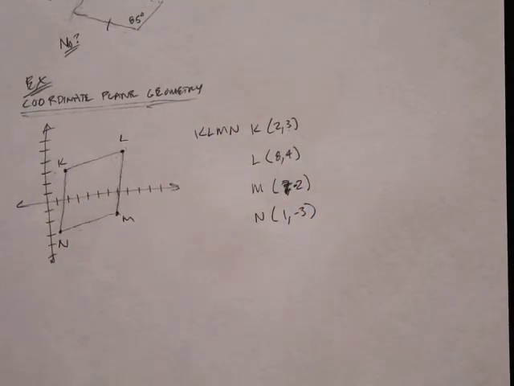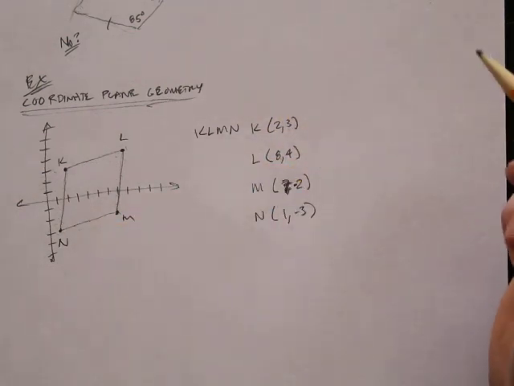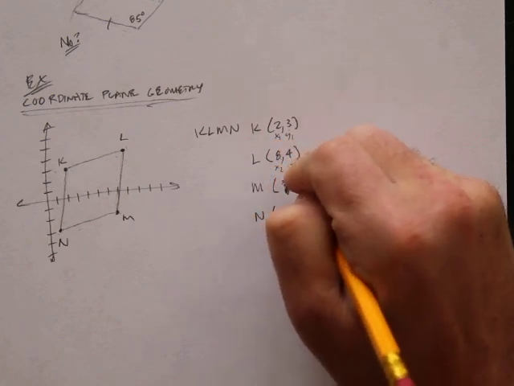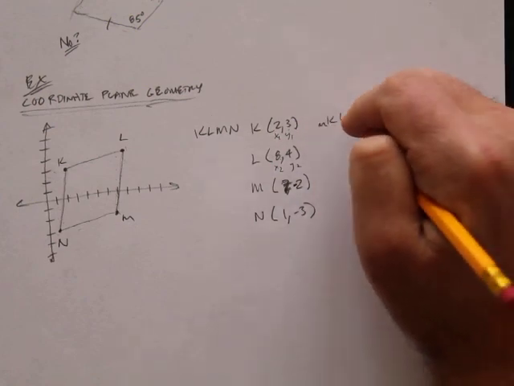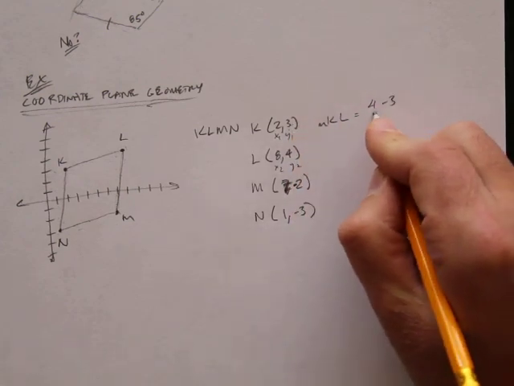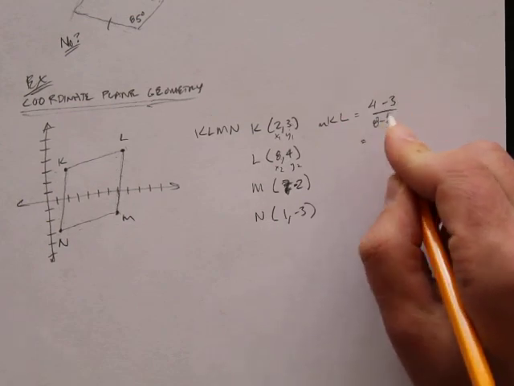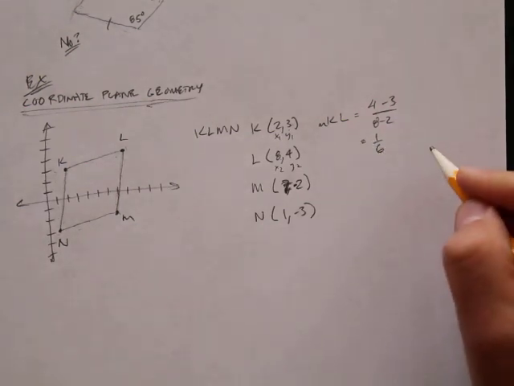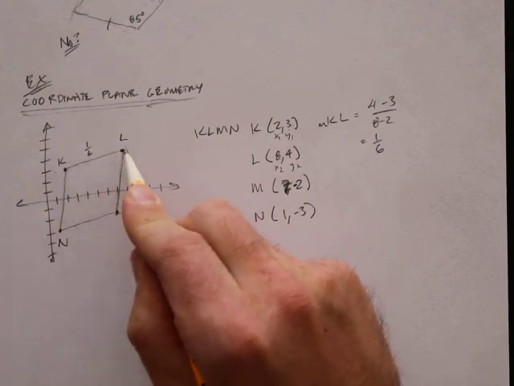But I'm not totally sure. And so what I'm going to do is find the slope between a bunch of these points and see what I got. So I'm going to do x1, y1, x2, y2, and find the slope of KL. So 4 minus 3 over 8 minus 2. That's going to get me 1 over 6. So the slope of KL is 1/6. Up 1 to the right 6.